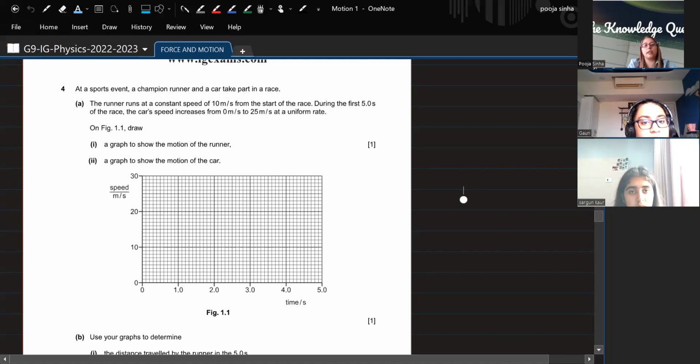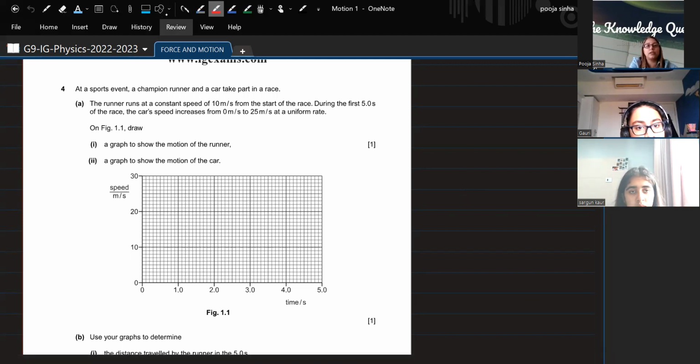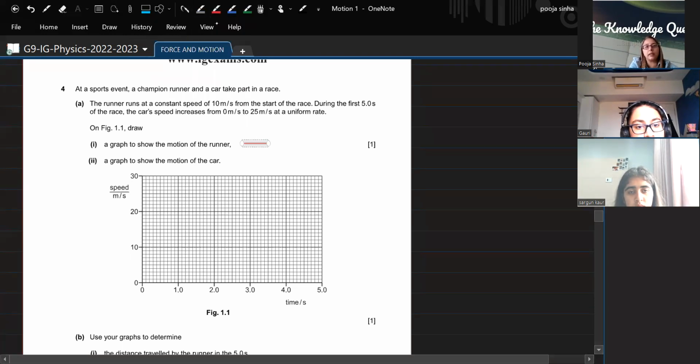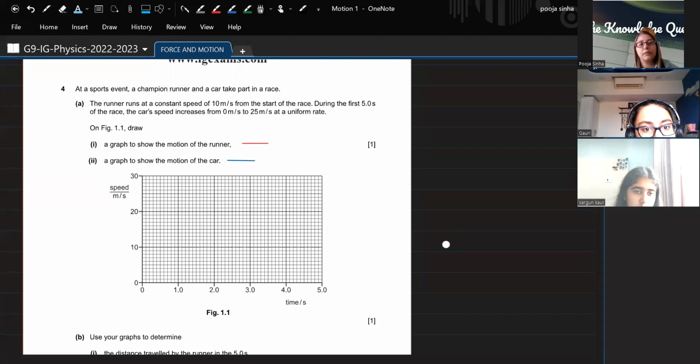ऐसा question अगर आता है और दोनों के लिए बनाना है, तो my suggestion would be that you take one color. जैसे runner के लिए हमने red color ले लिया, तो इसके लिए हम लोग blue color ले लेंगे. So 2 different colors में आप अपना diagram बनाओगे, so that you are clear आप किसके लिए कौन सा color ले रहे हो. ठीक है? वरना confusion होगी. एक color में नहीं बनाना. Okay? Now it says runner runs at a constant speed of 10 meters per second from the start of the race. वो start ही 10 meters से कर रहा है.